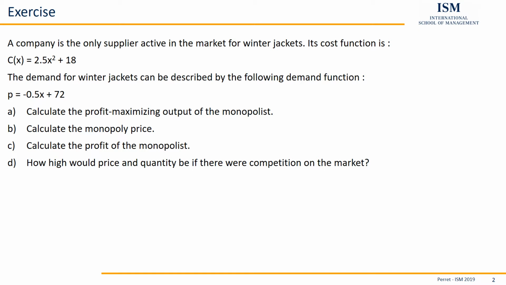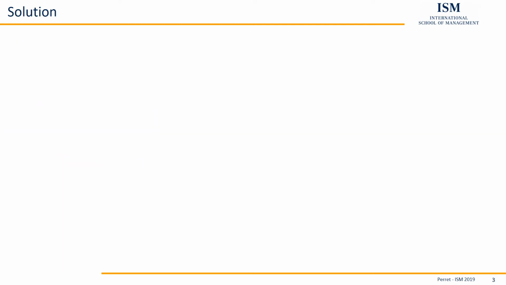Okay, before we can start with any of the four parts, we need to do some preliminary work. That means we have to get our marginal costs and our marginal revenues. Well, the marginal costs are still very easy. It's just the first derivative of the cost function. So we take the first derivative, and that's basically only the first part, where we have 2.5 times 2 and then x. The 18 is omitted because there's no x there. So we get marginal costs of 5x.